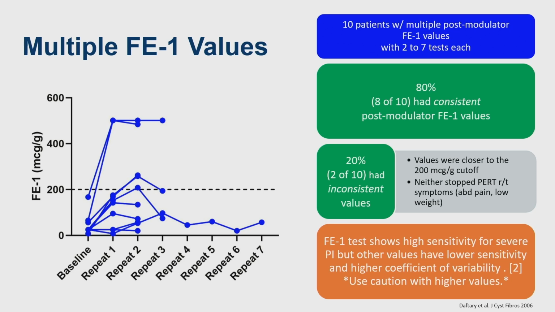But 2 of the 10, or 20%, had inconsistent values. They had one value that improved above that 200 microgram cutoff and one that was then subsequently below. Neither of these 2 children stopped their PERT therapy. The value of elastase didn't seem to fit with their clinical picture. They had lower weight gain, abdominal pain, and some other symptoms. So we looked at this, the elastase test.